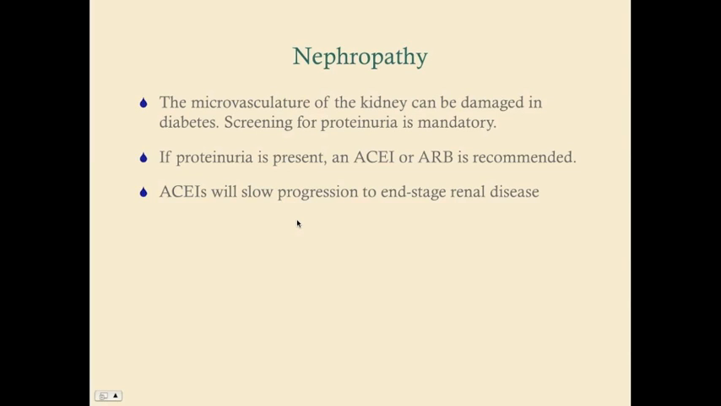Nephropathy: the microvasculature of the kidney can be damaged in diabetes, so we always want to screen for proteinuria. That's always part of the initial workup after a patient's been diagnosed with type 2 diabetes. If proteinuria is present, then we want to put them on an ACE inhibitor or angiotensin receptor blocker. ACE inhibitors slow progression to end-stage renal disease, and one of the biggest causes of morbidity in patients with long-standing diabetes, particularly if it's not controlled, is ultimately renal failure.